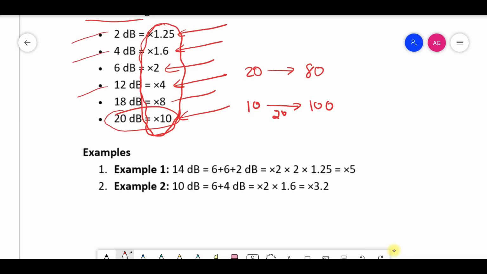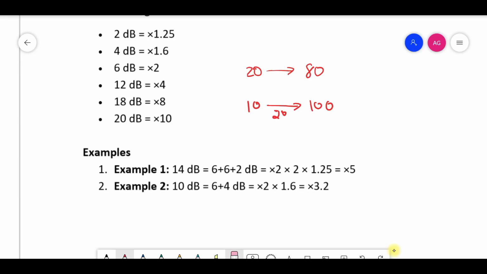Even if you find any different value, for example 14 dB, it is not in this list. Okay, 14 dB is not there anywhere in it, but if you remember this, then on its basis you can also get the value of 14 dB. Only these 6 values, nothing else. If you remember only these 6 values, then even if any other dB comes, you can work it out easily. So, for 14 dB, 14 dB means 6 dB plus 6 dB plus 2 dB.